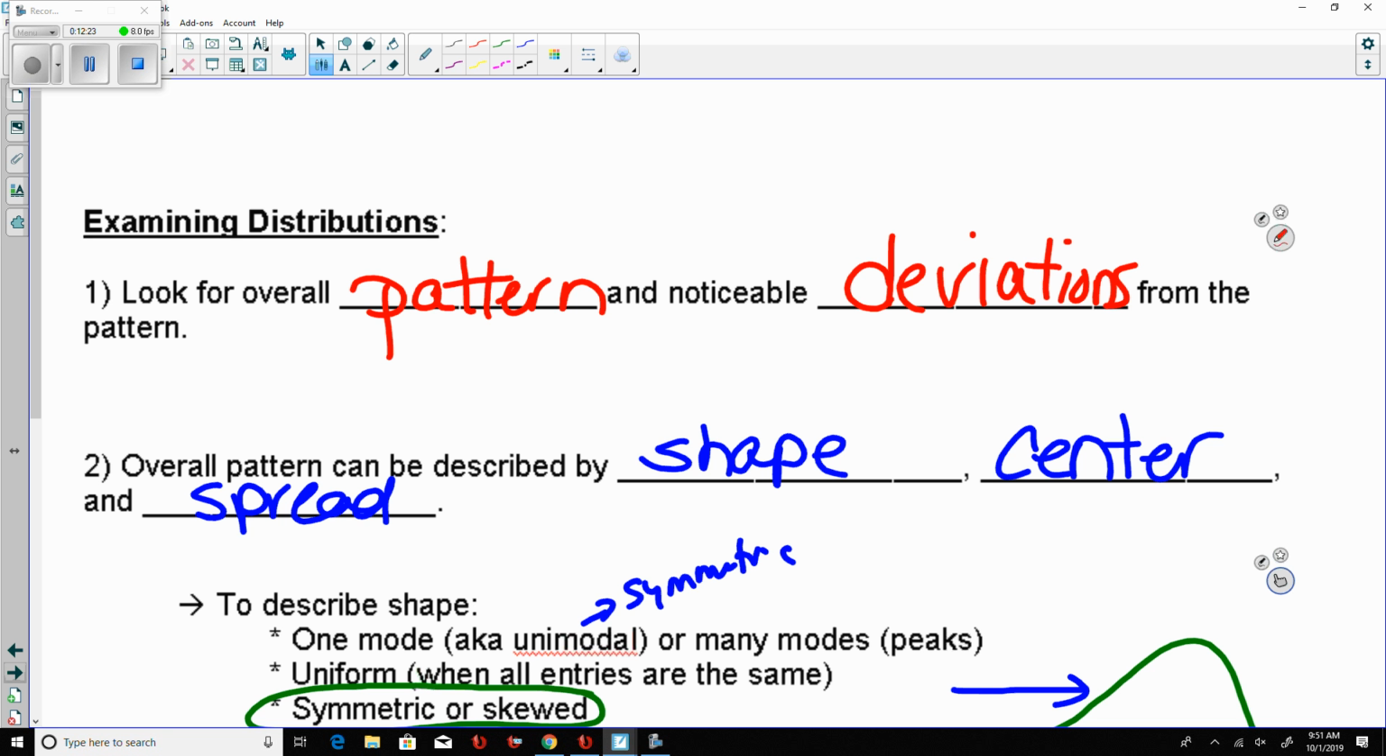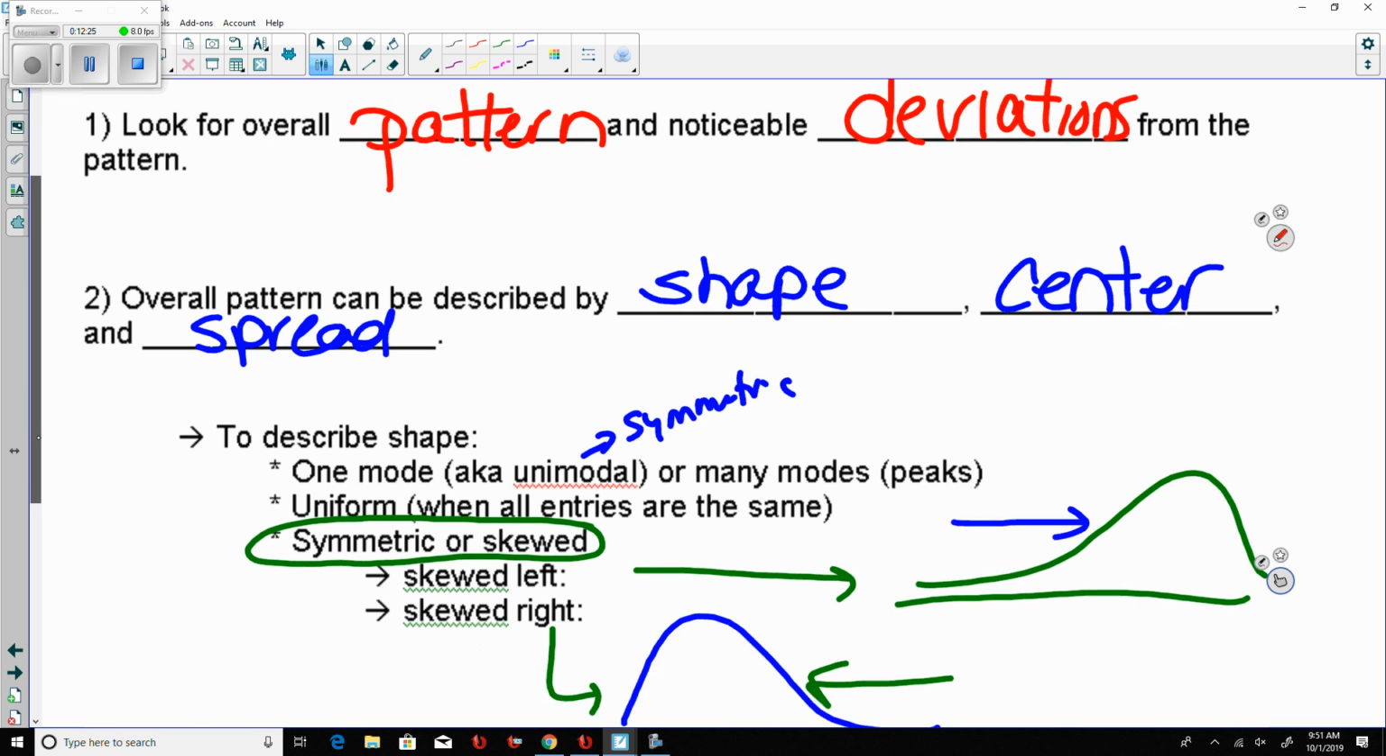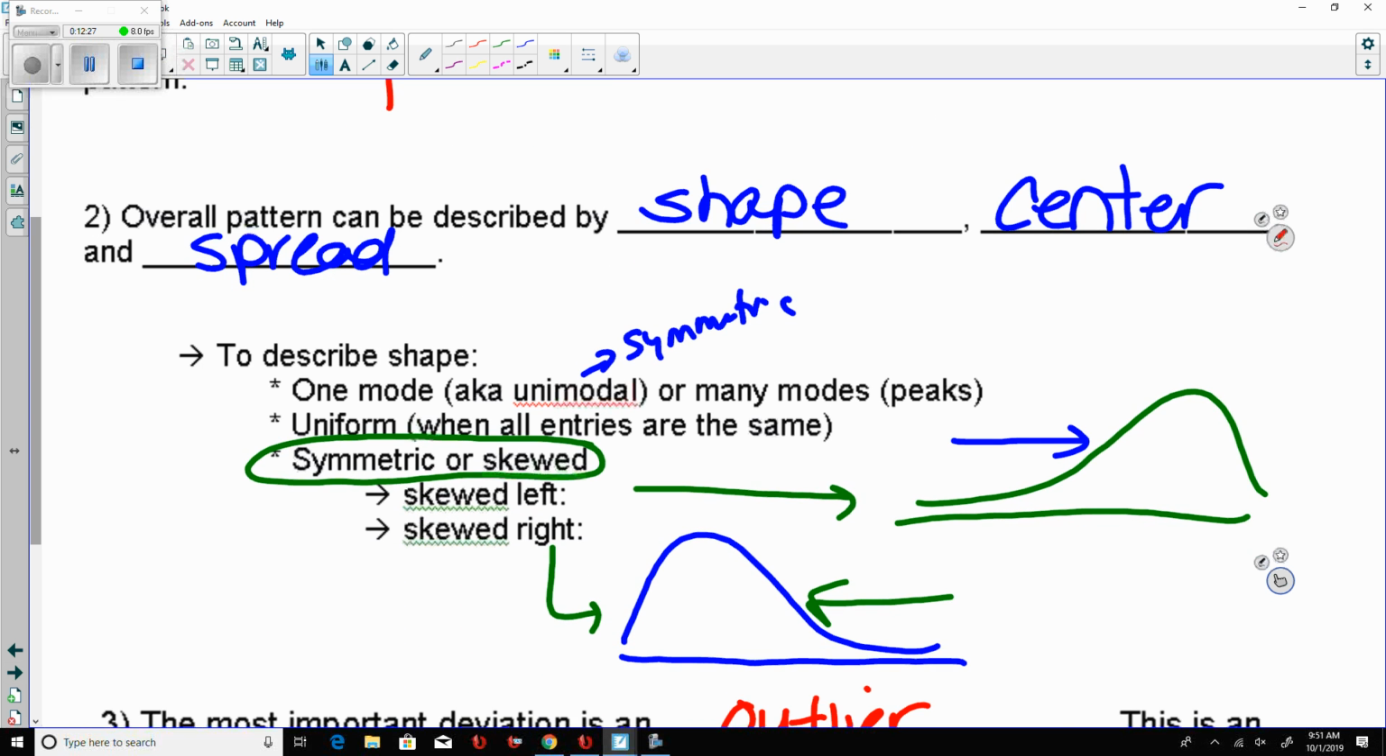To describe shape, one mode, aka unimodal, like a unicycle, right? Only one wheel. Or many modes, many peaks, kind of fluctuates. Uniform is when all entries are the same. And then we have skewed. Okay, skewed left, skewed right.